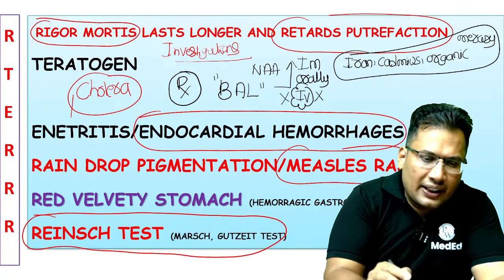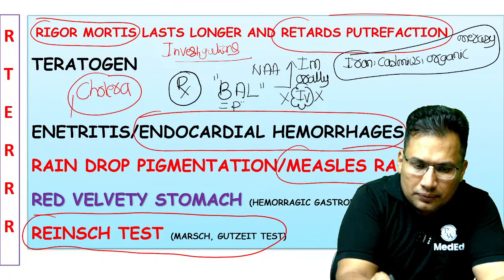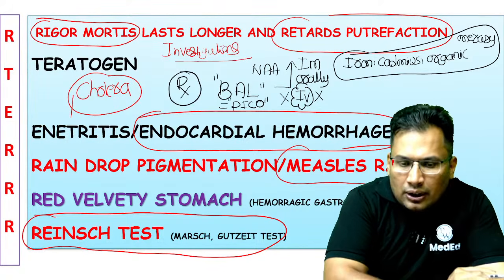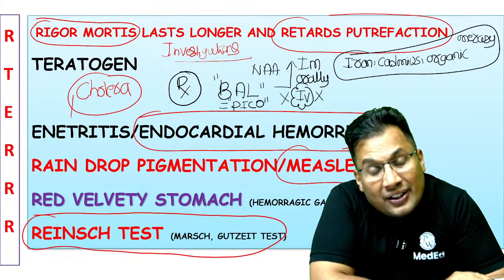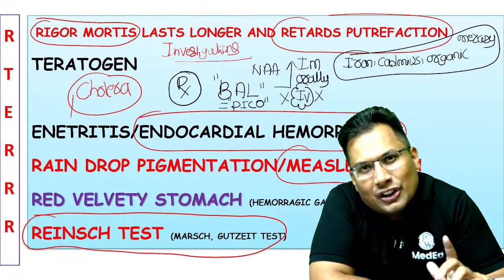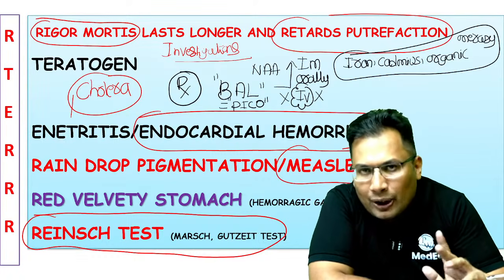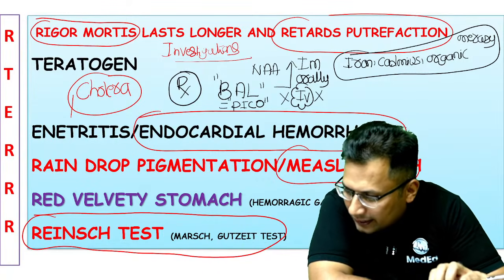So please write in the chat box the mnemonic: BAL is equal to PICO. PICO is a mnemonic. P means peanut allergy, I means iron poison, C means cadmium, O means organic mercury. BAL is equal to PICO. Try to memorize this. Okay? Keep writing. Srimati, others. PICO.